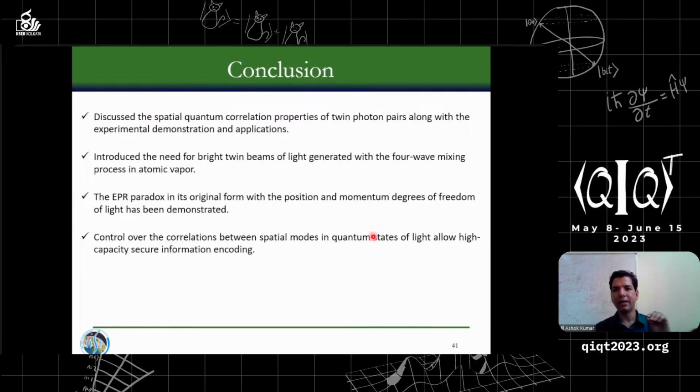Moreover, last but not least, what we have shown is that these spatial quantum correlations can indeed be useful for quantum cryptography and quantum communication. And then, of course, it just opens a path toward secure high capacity information encoding and information processing.